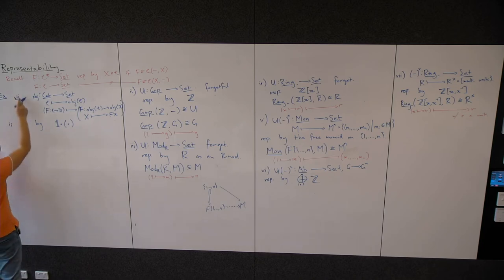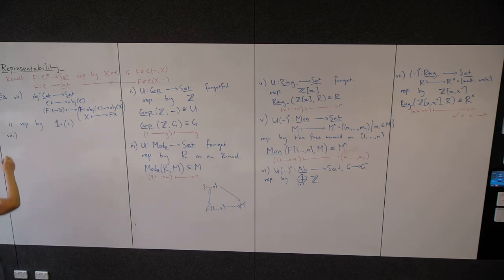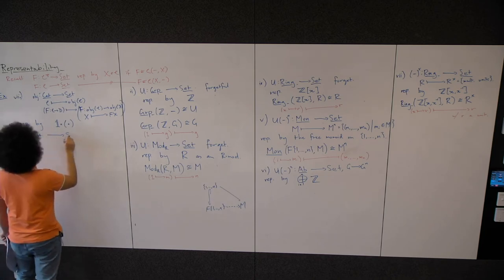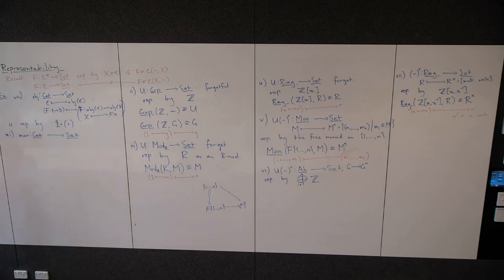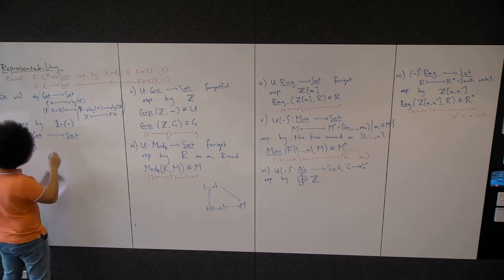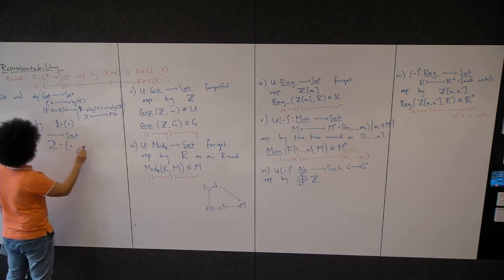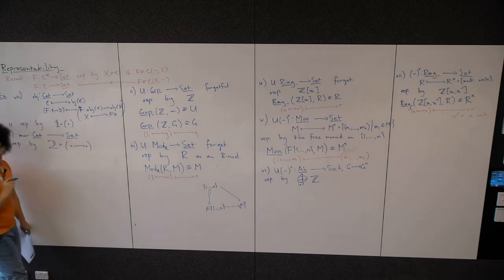All right. Another example. Oh, I think my numbering went wrong somewhere. Ah, this was 8, and this was 9. Great. All right, we have a functor Mor, which takes a small category to its set of morphisms. So this is represented by the category 2, which consists of two objects and one non-identity morphism.